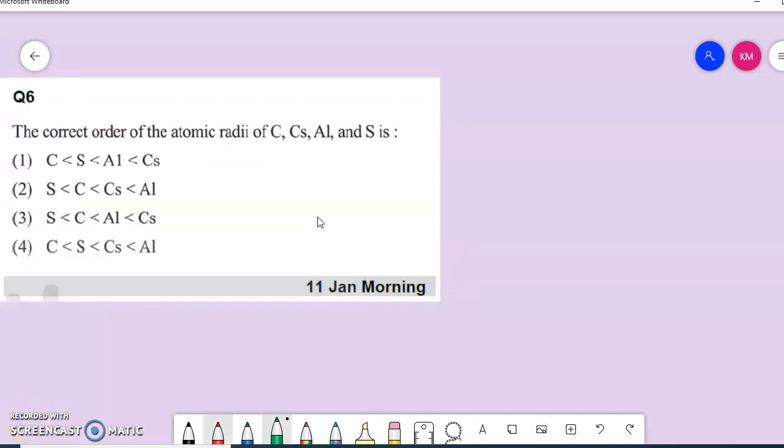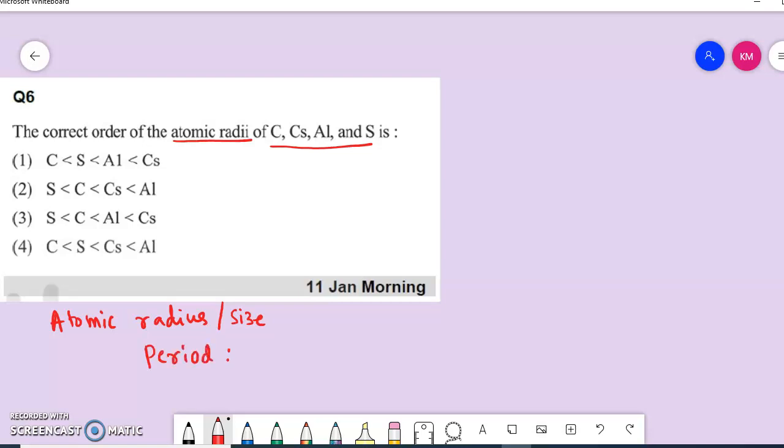Yeah, here is the next question. What is the correct order of the atomic radii of carbon, cesium, aluminium and sulfur? First of all, you should understand how atomic radius varies in a period as well as in groups. Atomic radius is also called size.